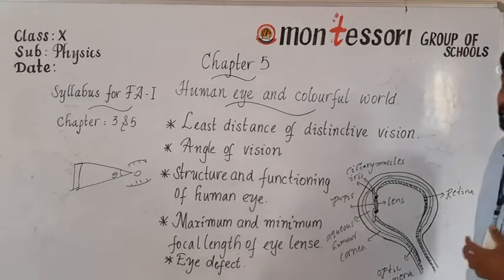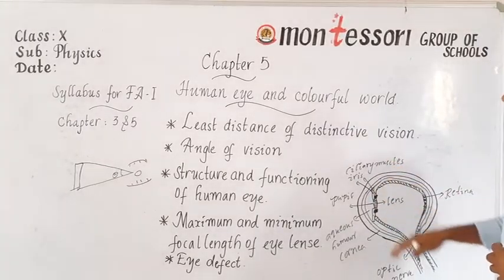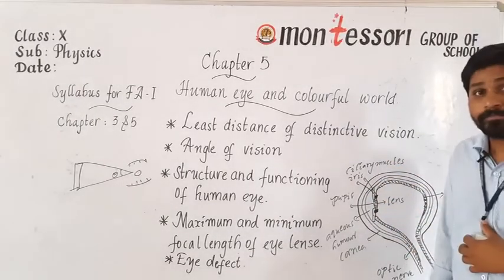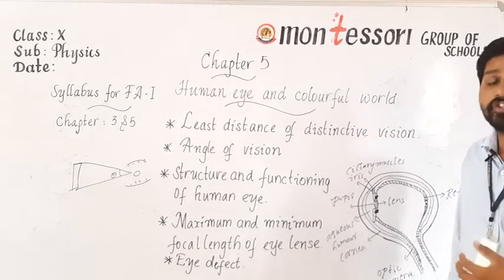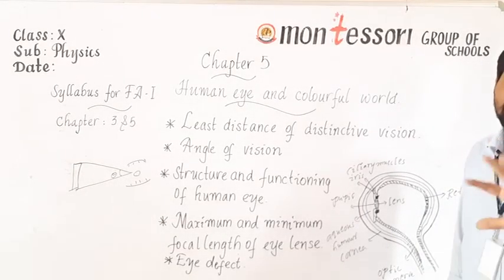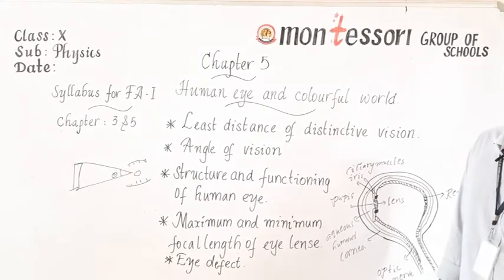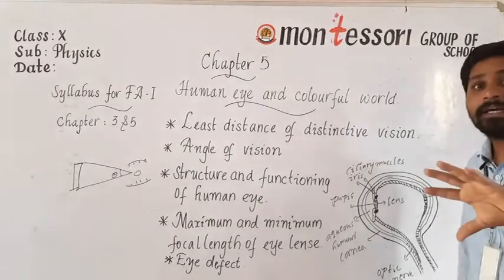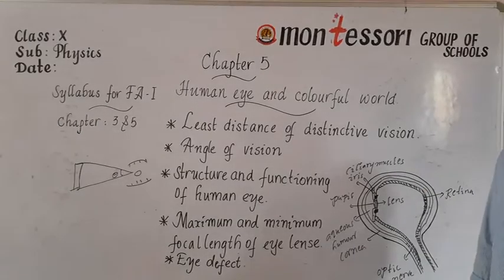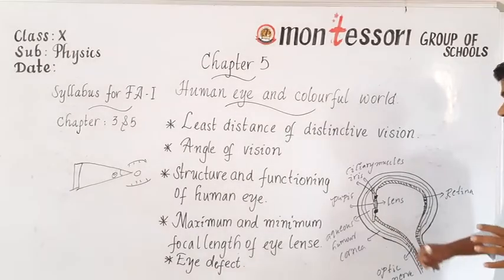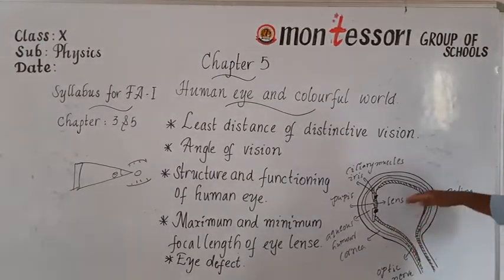So indirectly, this iris will act as a variable aperture. A variable aperture. It can be changed. It can be forced to the pupil so as to allow a sufficient amount of light energy into our eyes. The next part, we are going to see about the lens.